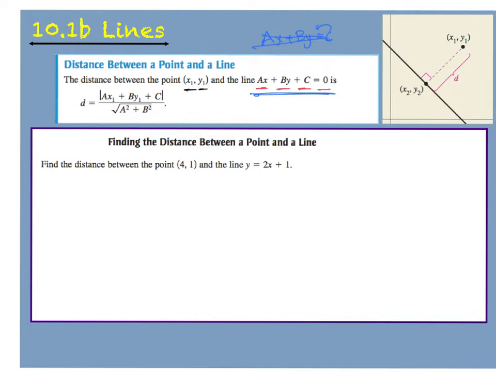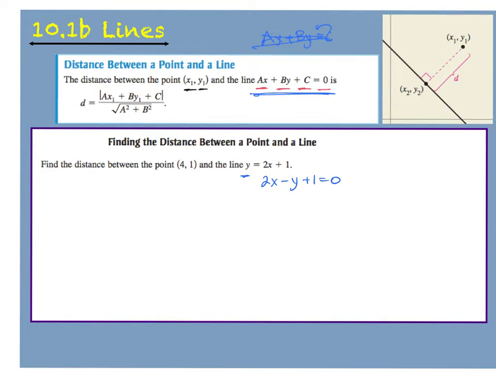So the first one we're going to do is find the distance between the point 4, 1 and the line y equals 2x plus 1. One thing that you should notice is that y equals 2x plus 1 is not in the form that we want it. So we need to convert it to get it in that form. The easiest method on this one would probably be subtracting y over. So now it would end up being 2x minus y plus 1 is equal to 0. And now it's in that standard form.